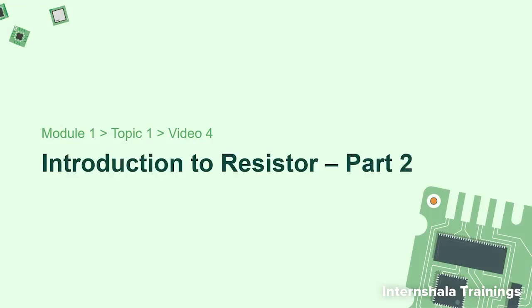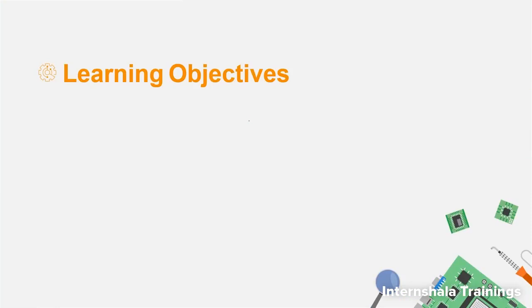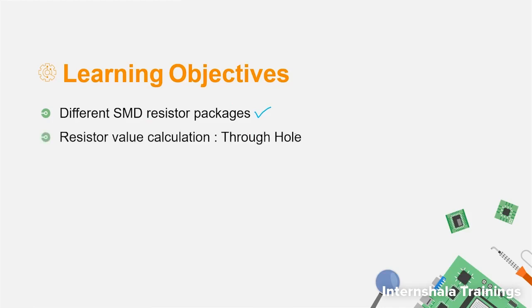Now let's start with part 2 of Introduction to Resistor. Let me tell you what you will learn in this video. First of all, I will explain the different packages that are available for the SMD resistor. I will discuss all the packages which are actually available for the SMD resistor. After that, we will see how to calculate the value of a through-hole resistor based on the color bands which are present on top of it. This is how we are going to cover this video, and I hope that you will enjoy it. So let's start with this video now.